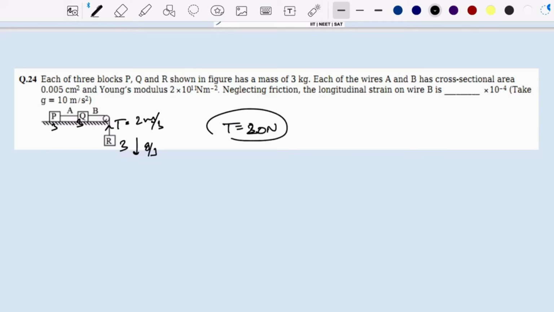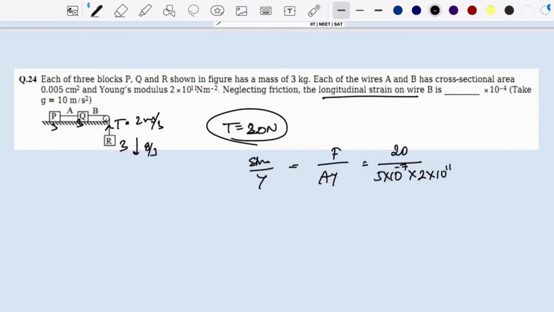The longitudinal strain. Strain is defined as stress upon Young's modulus. Stress is force by area, which is force upon AY. Force is 20 newtons. Area is given as 0.005 centimeter square, which is 5 into 10 to the power minus 7. Into Young's modulus is 2 into 10 to the power 11. So simplifying both, I'll end up getting 2 into 10 to the power minus 4 as the answer. So option here is going to be 2.